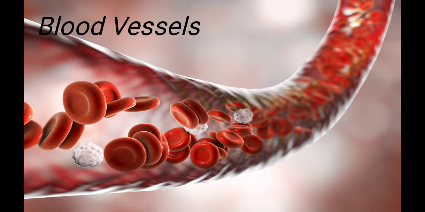Blood vessels. The blood flows in vessels which are of the following three types. Arteries. Arteries are vessels which carry the blood away from the heart. Veins. Veins are vessels which bring the blood back to the heart. Capillaries are fine vessels which connect the arteries and veins.